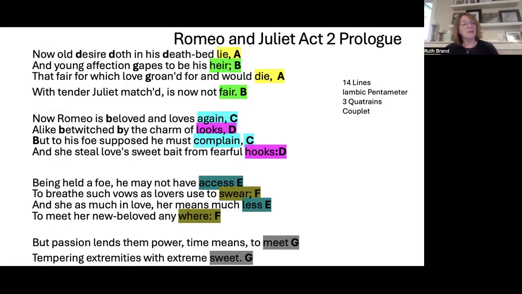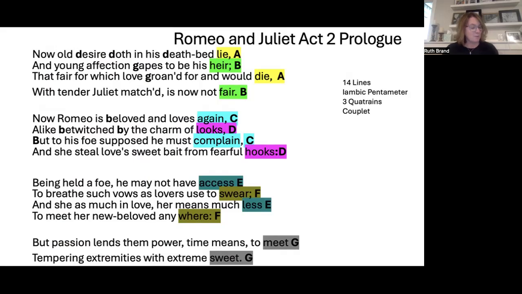Alike, that says betwitched, and that's a typo. It should be bewitched. Okay, just there you go. A freebie. Mrs. Brand made a mistake. Alike bewitched by the charm of looks. But to his foe supposed he must complain, and she still loves bait from fearful hooks.